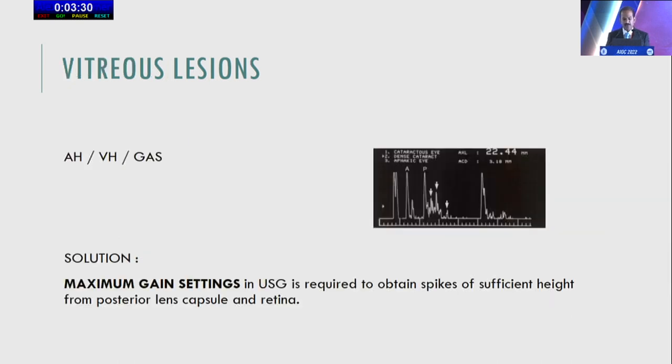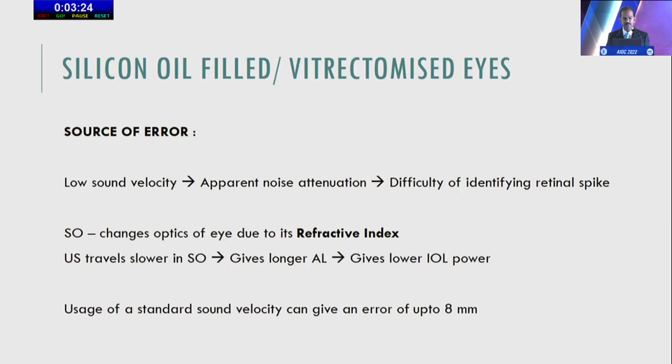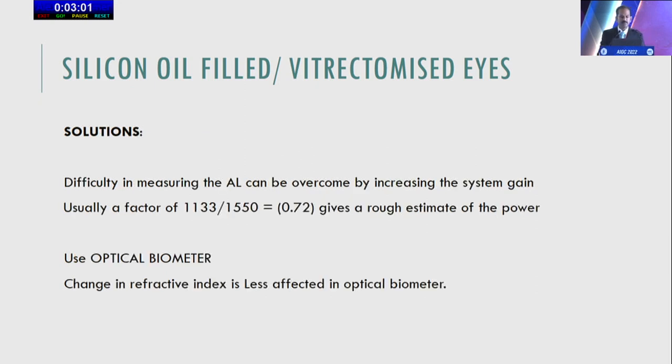Asteroid hyalosis, vitreous hemorrhage, and gas need a high gain setting in ultrasound mode to obtain spikes of sufficient height. In silicone oil filled eyes, the source of error is mainly the low sound velocity, leading to apparent noise attenuation and difficulty in identifying the retinal spike. Basically, silicone oil changes the optics of the eye due to its refractive index. So ultrasound travels slowly in the silicone oil. This is perceived by the probe as a longer axial length, which gives a lower IOL power. Usage of a standard sound velocity can give an error of up to 8 millimeters.